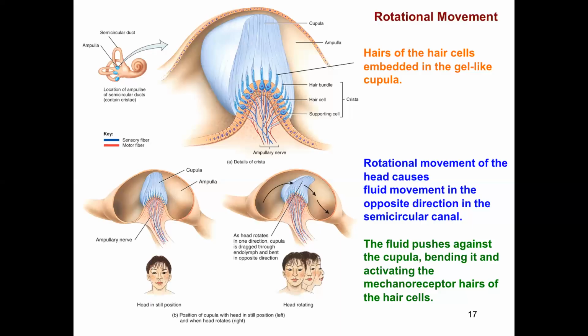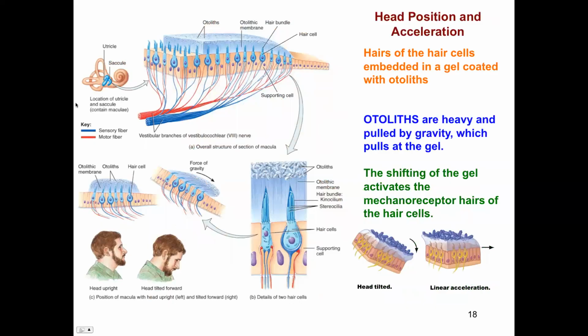Now with head position acceleration, remember now we're going to the vestibule, all right? And in there we have a little portion called the auricle, and we have another one called the saccule. And again, we have hair cells that are connected with neurons. And again, these hairs are embedded in a gel, all right? But in this case, what we're sensing is acceleration and head position, all right? So what this gel is going to respond to is gravity, all right?